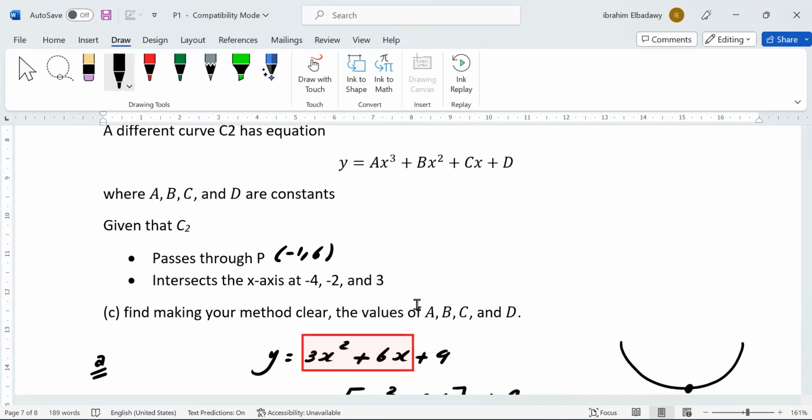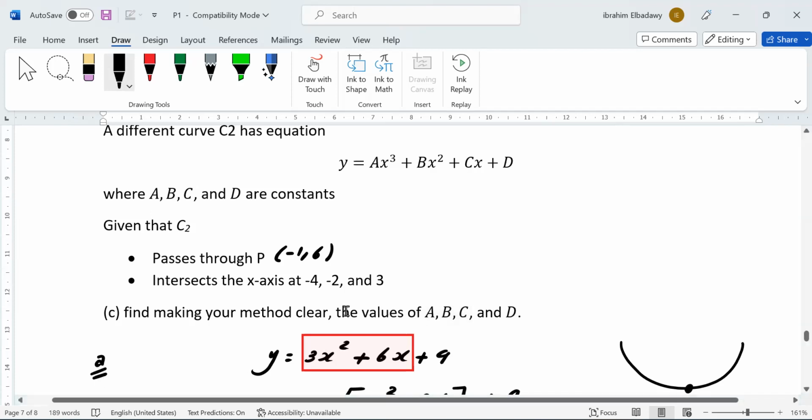How can you check? Here I give you a point. This point is negative 1 and 6. So you can use this point to check whether your answer is right or wrong, or you need some modification. Okay, let's start to solve. How can we get this formula? Okay, you have x-intercepts negative 4, negative 2, and 3.